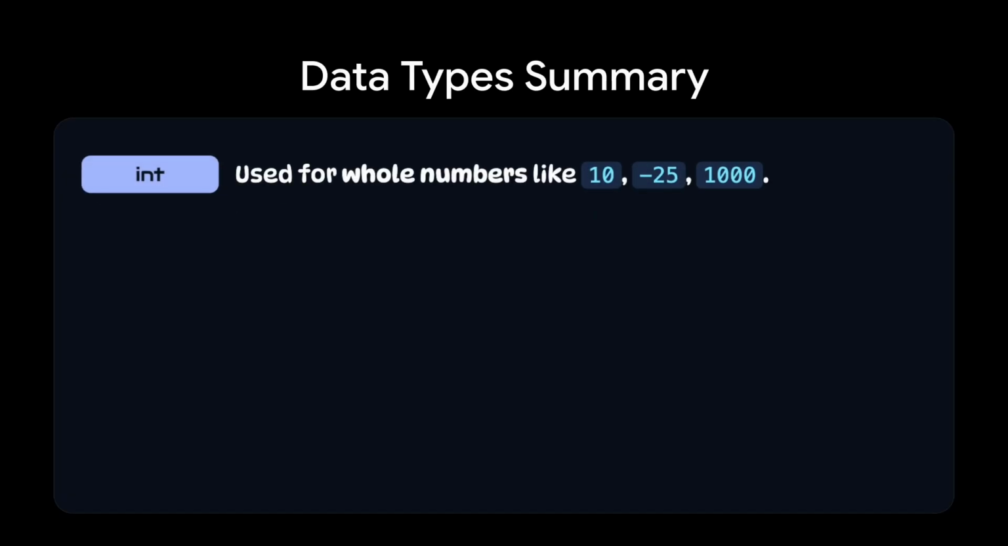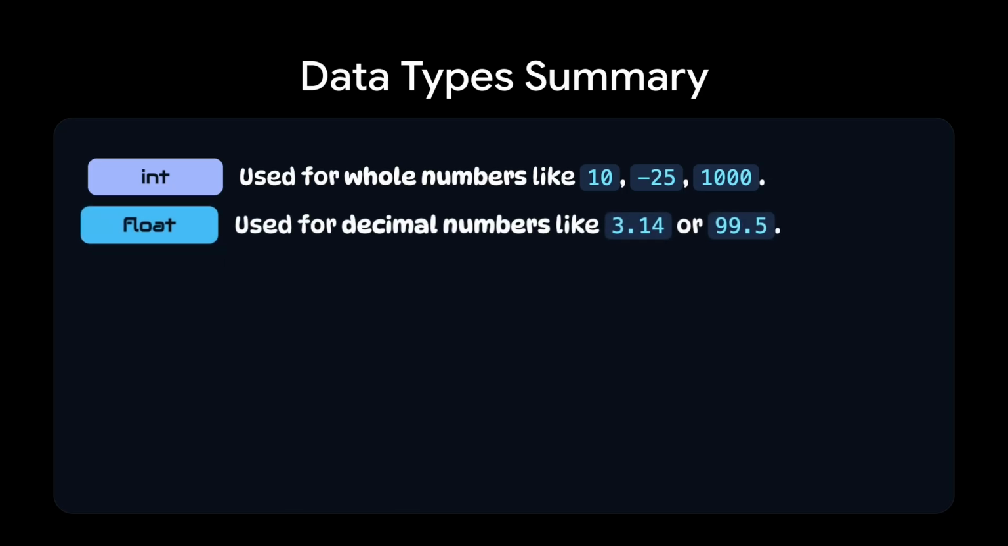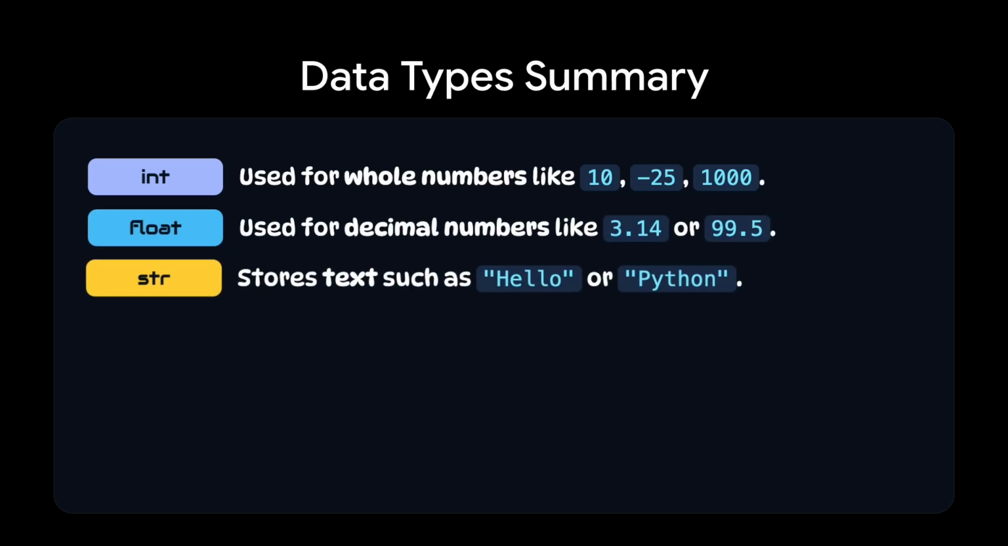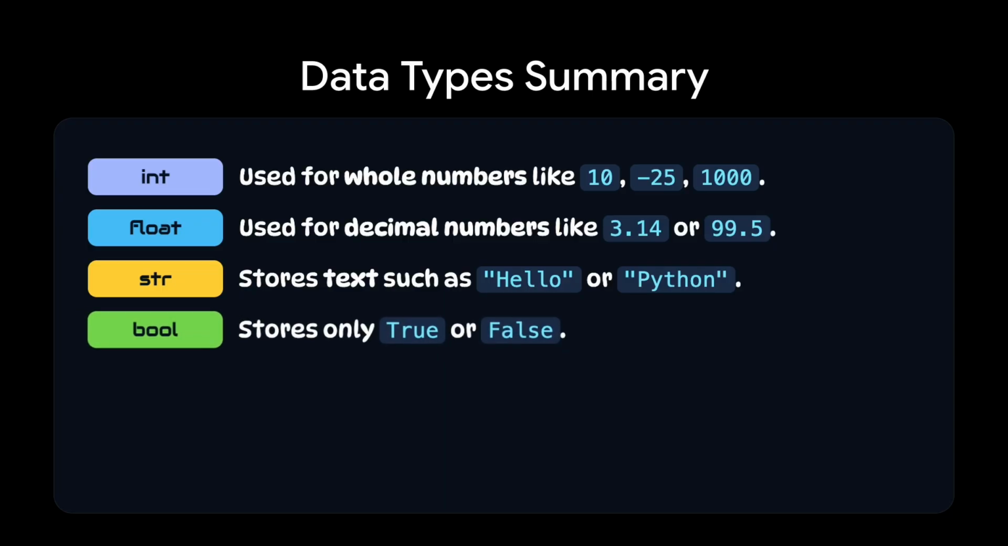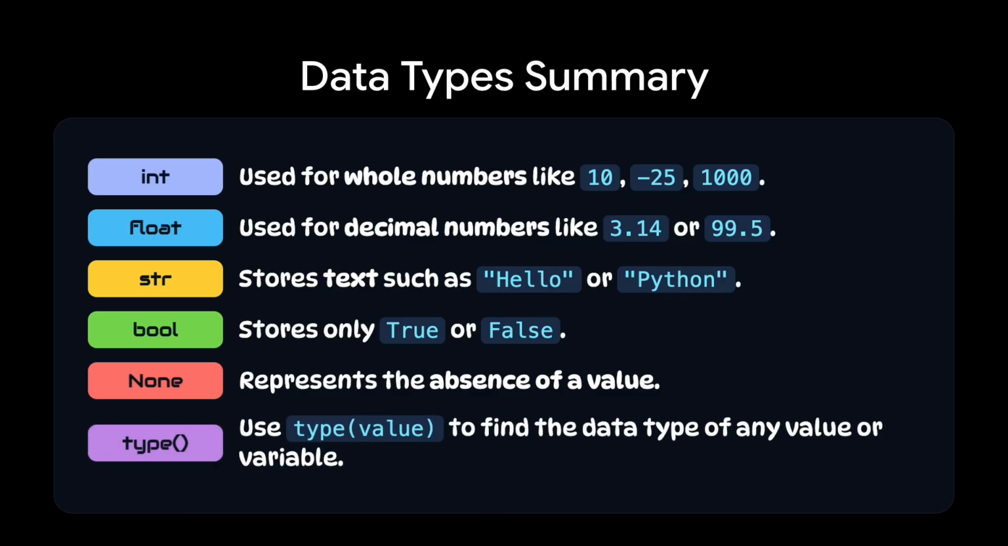Let us quickly review what we learned about data types. The int data type is used for whole numbers. The float data type is used for decimal numbers. The str data type is used for text. The bool data type stores either True or False. The None value represents the absence of a value. And the type function helps us find the data type of any value or variable.